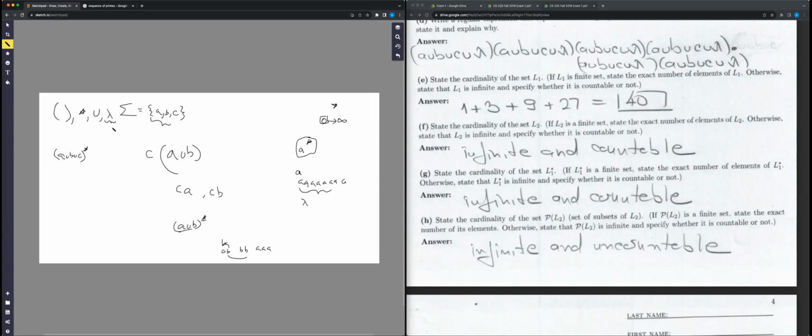Does it make sense? There's an infinite number of combinations for A or B star, right? The star represents infinity or an infinite number.